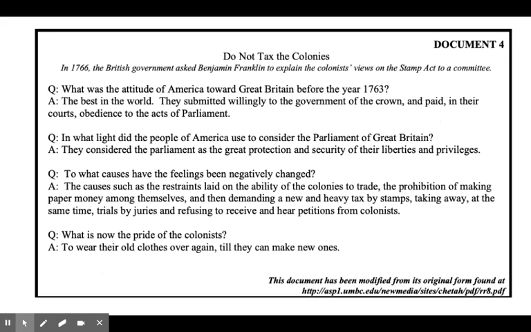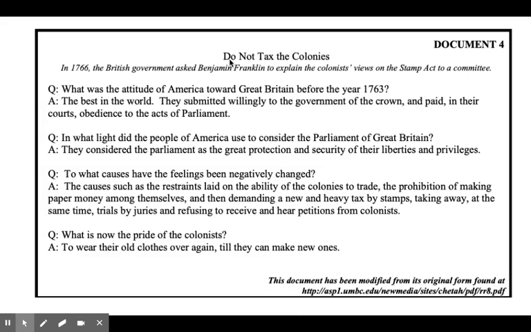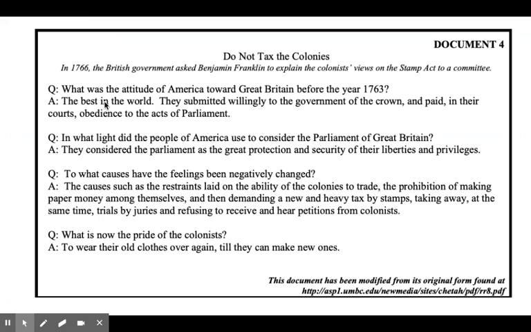And then the last one, this is a cool one. This is an interview between the British government and Benjamin Franklin. The headline is, "Do not tax the colonies." In 1766, the British government asked Benjamin Franklin to explain the colonists' views on the Stamp Act to a committee. So the questions are being asked of Ben Franklin, and he's answering them. So when it says Q, that means question. A means answer. This is what Benjamin Franklin said. These are the questions that follow related to that one.